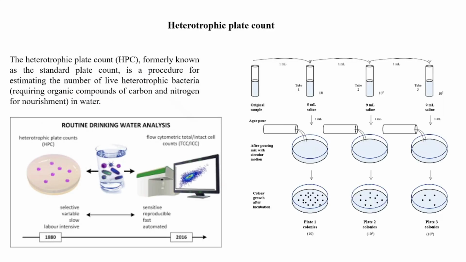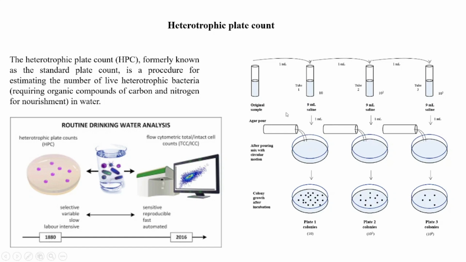If we move on, what does heterotrophic plate count exactly mean? That was the first option here. Heterotrophic plate count is the standard plate count procedure. You can say it's a kind of colony forming unit assay. It's a procedure used to estimate the number of live heterotrophic bacteria that require organic compounds of carbon and nitrogen for nourishment in the water. So this is how it generally happens.